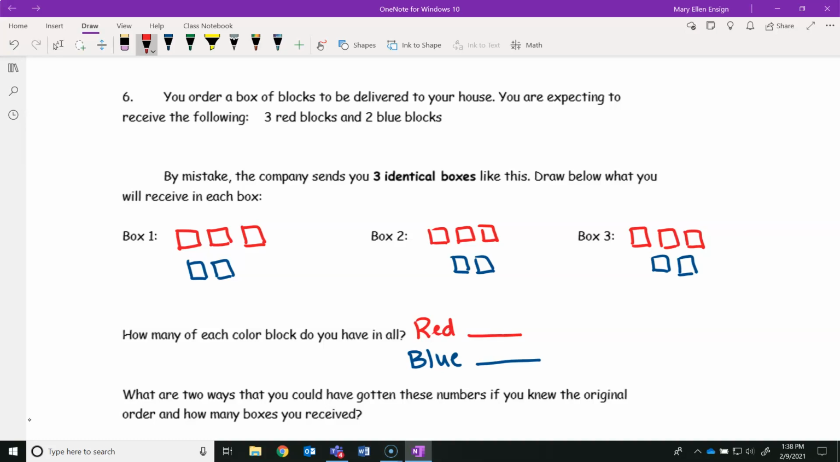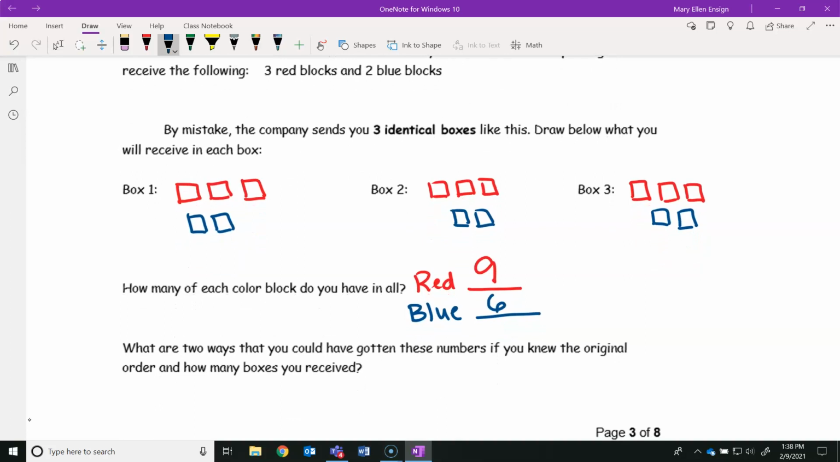Okay, so we should have 3, 6, 9. 9 blue blocks and 2, 4, 6. Sorry, did I say blue? 9 red blocks and 6 blue blocks.